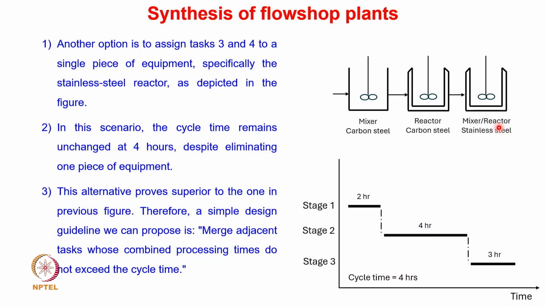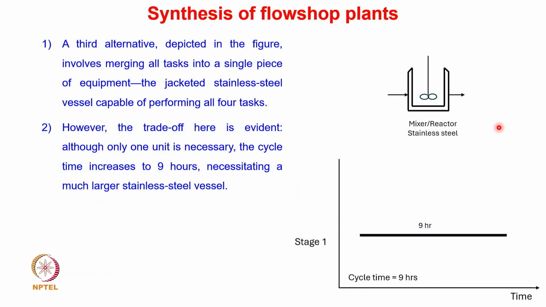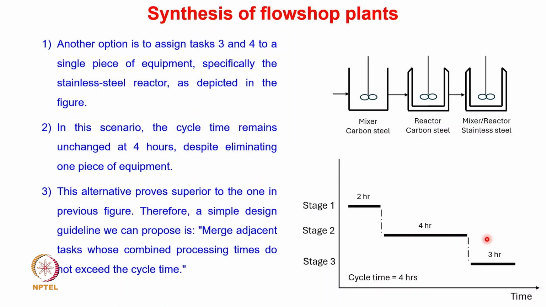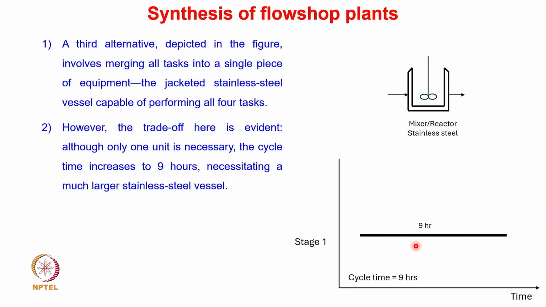But there is another option available: we can combine all four tasks in one unit, but in that case the cycle time will be 9 hours. Unlike the previous case where the cycle time remained 4 hours, in this case the cycle time increases to 9 hours. So clearly the third alternative is not giving an advantage in terms of cycle time, but it gives an advantage in terms of the equipment required. All the stages are carried out in only one reactor, whereas the cycle time has increased from 4 hours to 9 hours. So based on the cost calculation, one has to select which alternative is useful in this particular case.